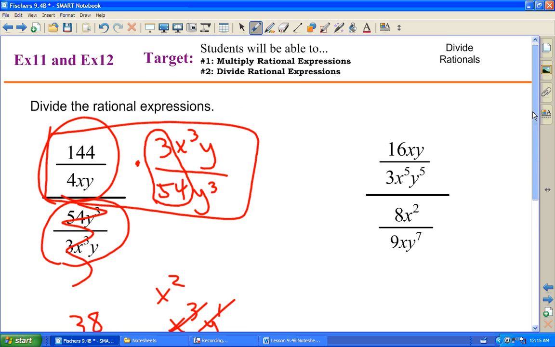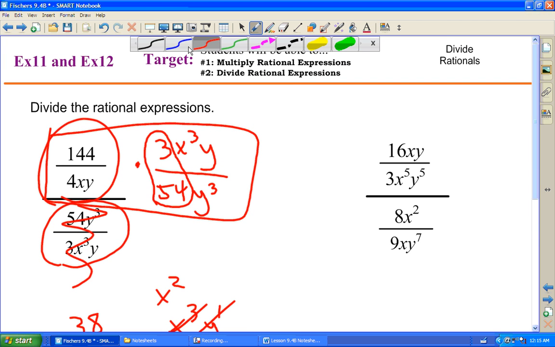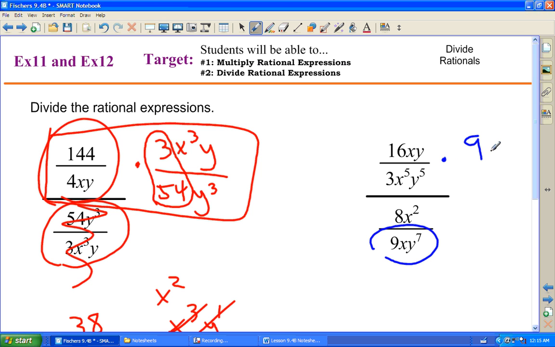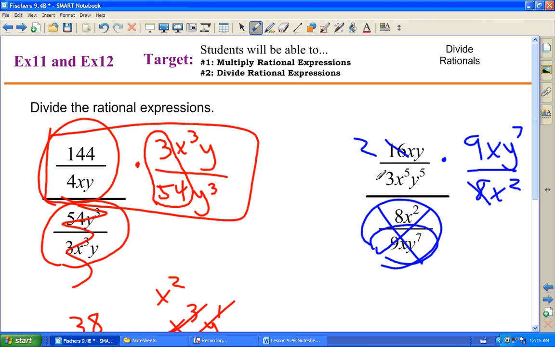Okay, last one. Again, moving this up to the top. I'm just going to take the bottom of the bottom and make it the top. 9xy to the 7th divided by 8x squared. So now I can forget about all this. Okay, let's do some math here. Canceling. That's going to give me a 2. 3 canceled with a 9 is going to give me a 3.